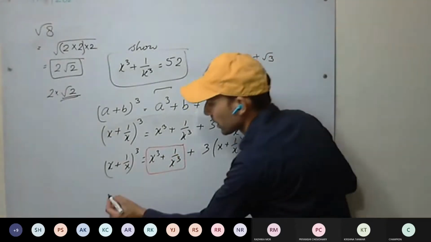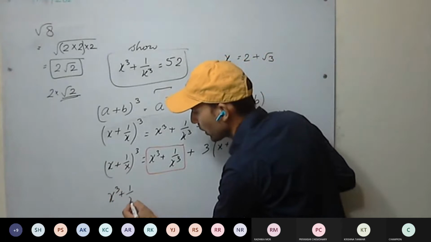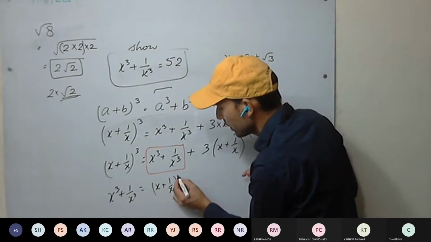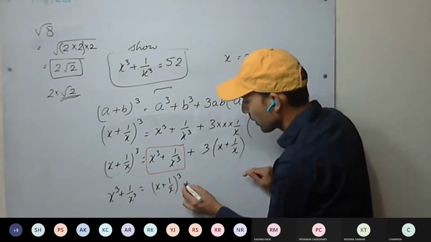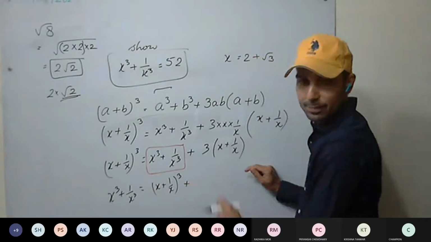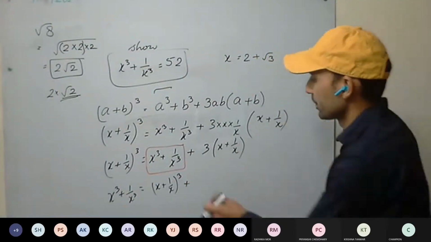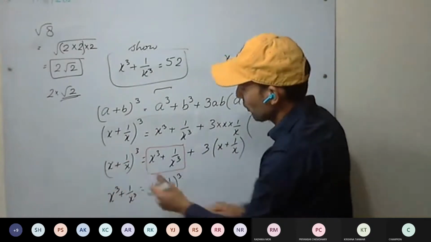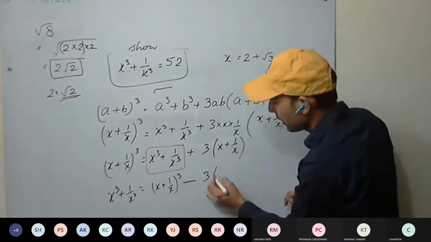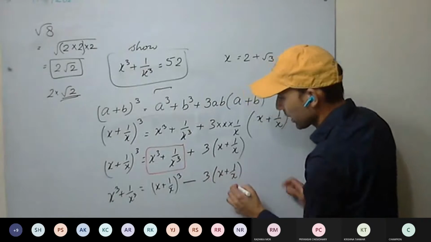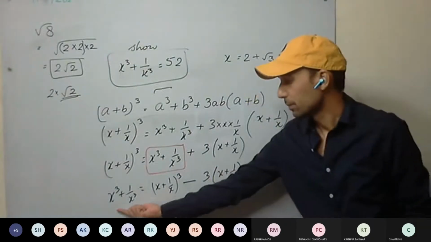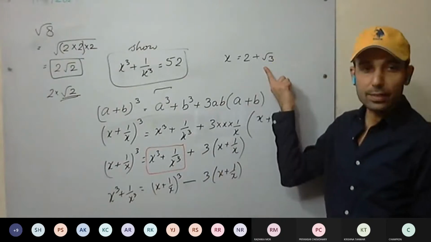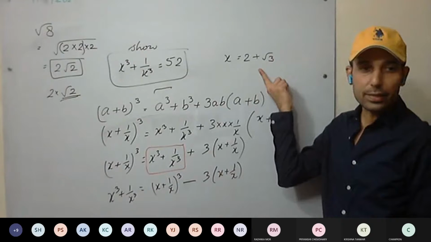How can we calculate this one? X cube plus 1 upon x cube will be x plus 1 upon x, the whole cube, minus 3 times x plus 1 upon x, as we take this to the left hand side. Got the value? This we have to calculate. Okay, so x is already given.